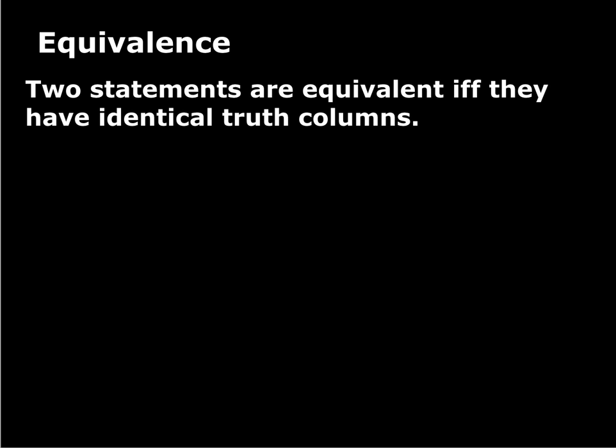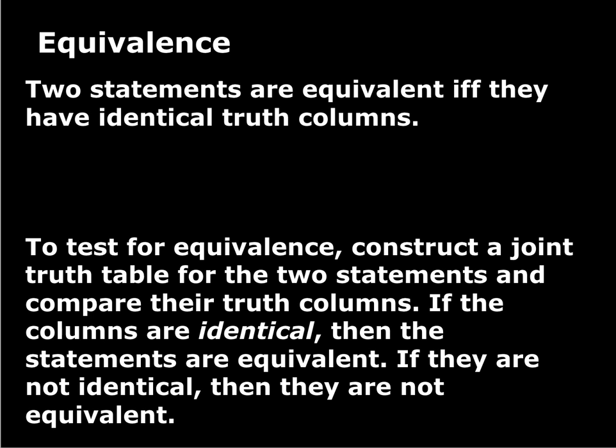Two statements are equivalent if they have identical truth columns. So to test for equivalence, you construct what we will call a joint truth table, which is just a truth table that has both of the statements you're trying to assess. And you just compare their truth columns, right? The columns of T's and F's underneath those two statements. If those columns are identical, meaning it's exactly the same pattern of T's and F's all the way down, then those statements are equivalent. If they're not identical, if there's even one row where they're different, then they're not equivalent.